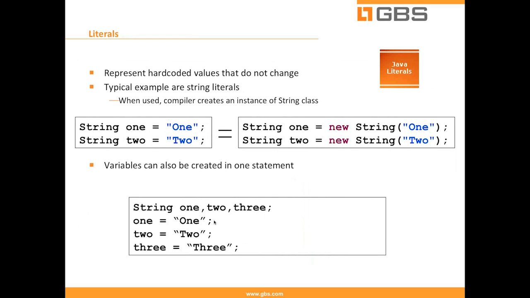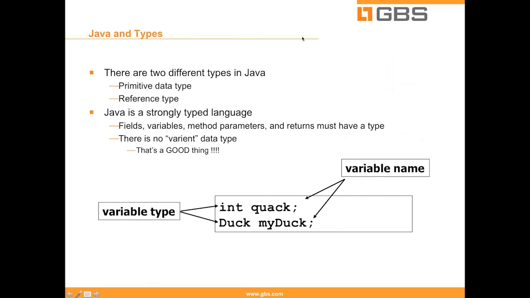We then have literals, which represent hard-coded values. Those are not going to change. Typical string literals, so string1 equals "1", string2 equals "2". I can actually instantiate a new instance at the same time. I can say string1 equals new String and then pass in the value. Variables can also be created on a single line. So I can say String string1, string2, string3, which is going to create 3 string objects, and then I can populate those later in the code. But those are your literals.